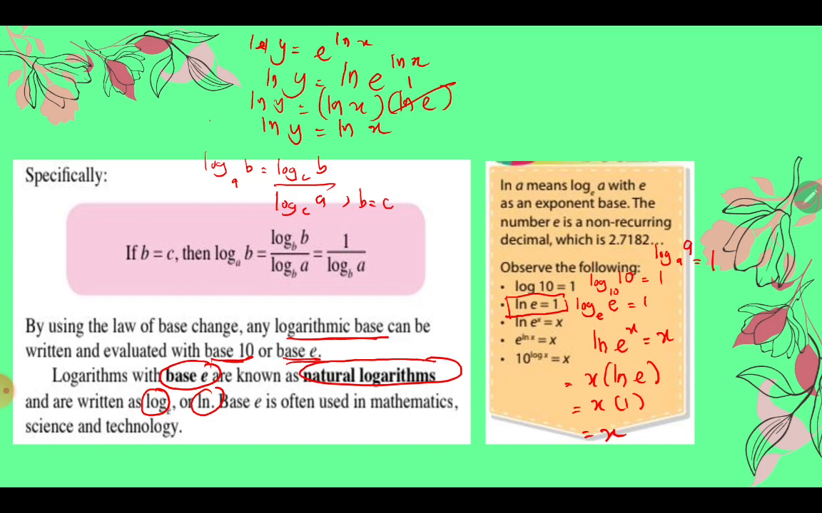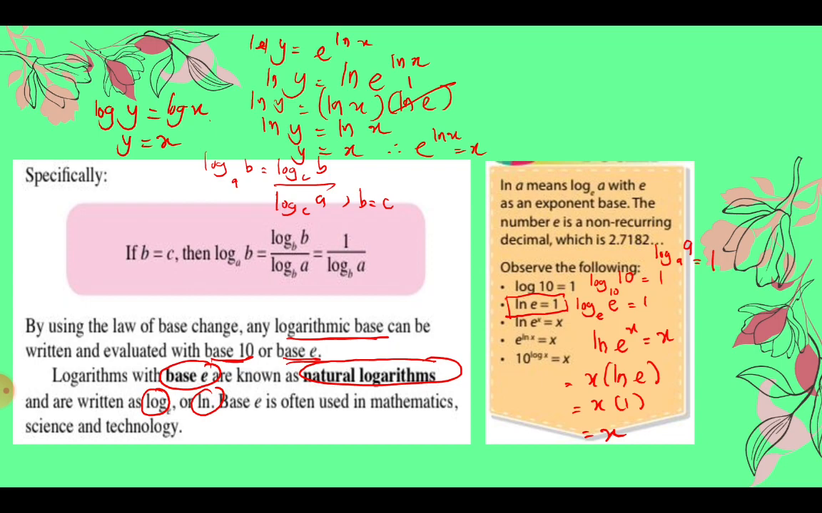Previously, you have known that when we have log y equals log x, then y is equal to x. The same goes for ln. So y is equal to x. Since our y is E to the power of ln x, therefore y equals x, so E to the power of ln x equals x. The same goes for 10 to the power of log x equals x. Using the same method, you try to prove that 10 to the power of log x becomes x.